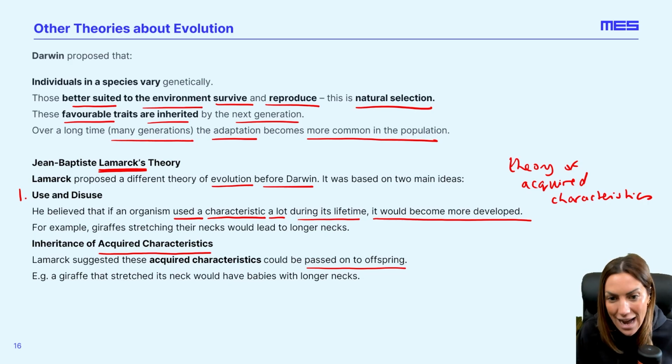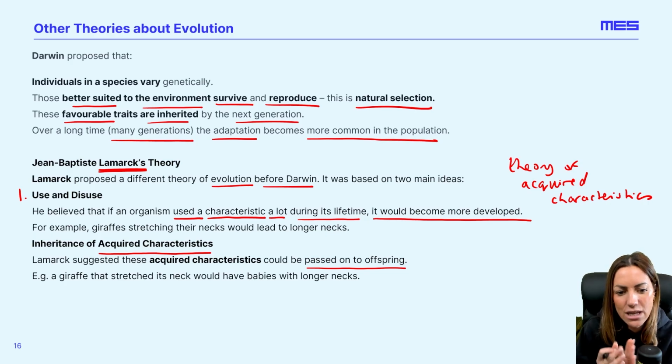Now, we know now that acquired characteristics, things that you develop during your lifetime, are not passed on genetically. Changes during your lifetime do not affect your DNA, right? Whereas Darwin's theory is now supported by modern genetics and DNA evidence, Lamarck's theory is not supported by modern genetics and DNA evidence.